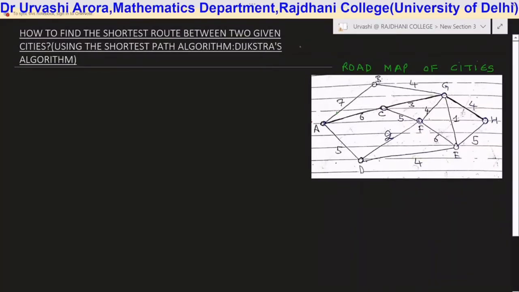Here in this diagram or in this road map there are points which have been labelled with alphabets A, B, C, D, E, F, G, H. Now these points are nothing but they represent cities. And then you can see there are lines joining these points or these cities. For example, there is a line which joins the city A with city B, or point A with point B. Now this line, which is the line AB, simply represents the road joining city A and city B.